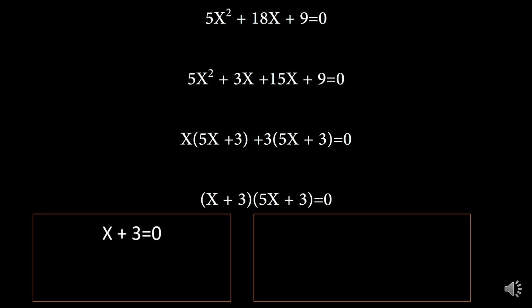So the first one on my list is x plus 3 is equal to 0. If I equate x plus 3 to 0, I'm going to get x is equal to minus 3.